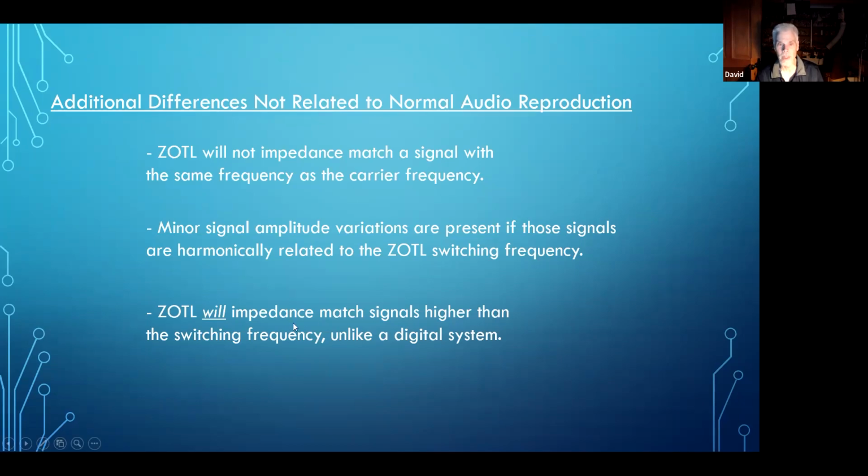And this is an interesting thing about that. The ZOTL will impedance match signals higher than the switching frequency, unlike a digital system. As you probably know, the digital system is affected by the Nyquist theory. The sampling frequency has to be at least double the frequency of the signal you're trying to reproduce. With the ZOTL, that's not a limit. You just can't do it at the frequency, but you can do it above if you wanted to, if everything else had adequate bandwidth.